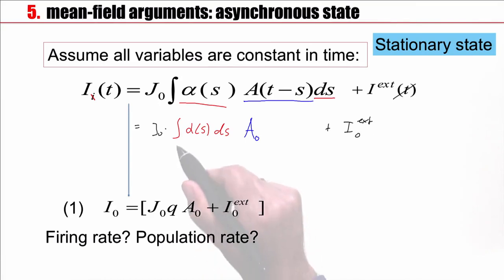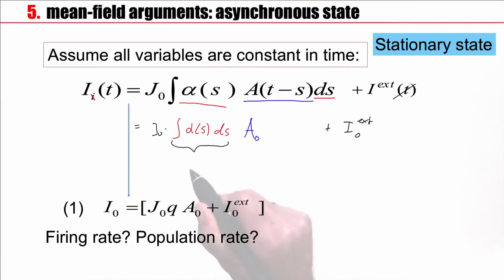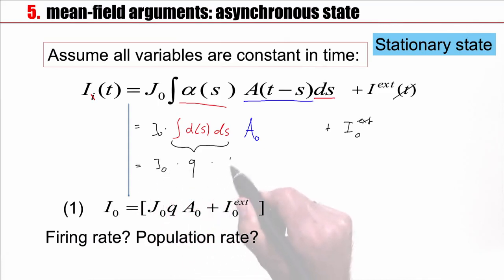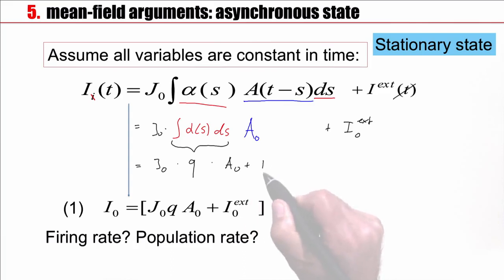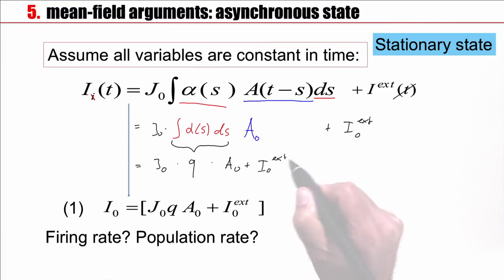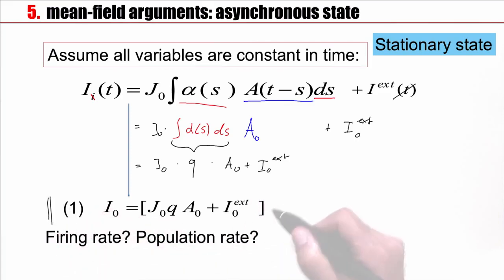Okay? Now just let us define a parameter q equal to the integral of alpha of s ds, and so we have the result that j0 q a0 plus I0 external is the total driving force. And this is my first equation, which I will use in a minute.